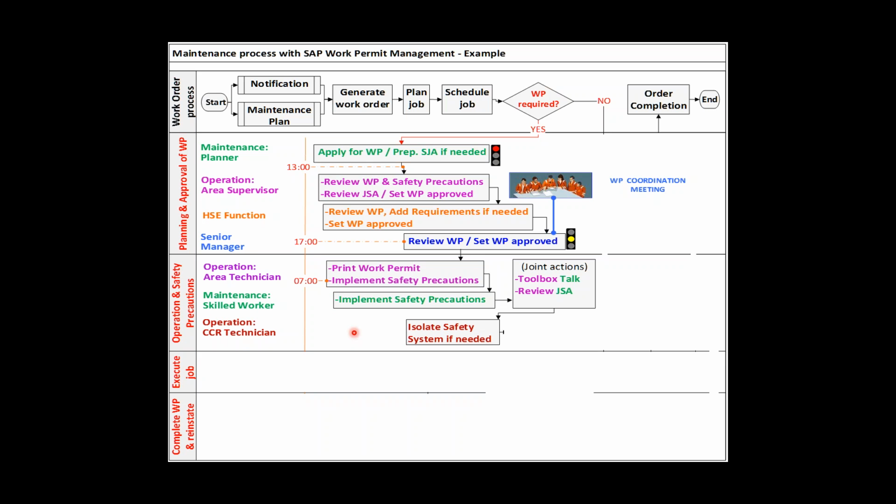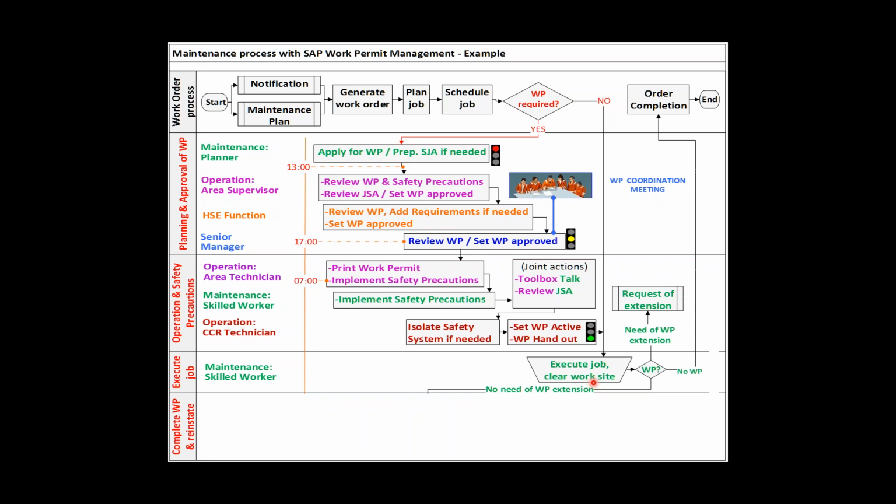Finally, when that is done, if there is any isolation of safety system, the CCR technician will carry out this action. And finally here, once all safety precautions are put in place, the work permit is activated by the CCR technician, and the work permit is handed out. And here you can see the traffic light becomes green now. That means the maintenance skilled worker can start the job. He has his work permit, and when the job is finished, he clears the work site.